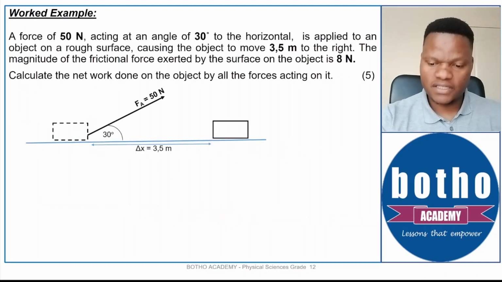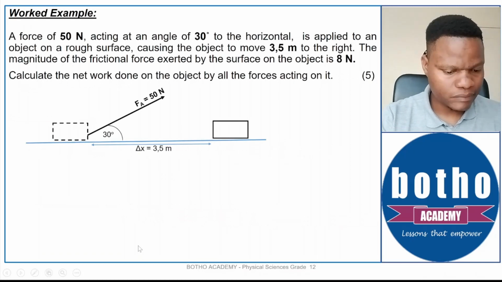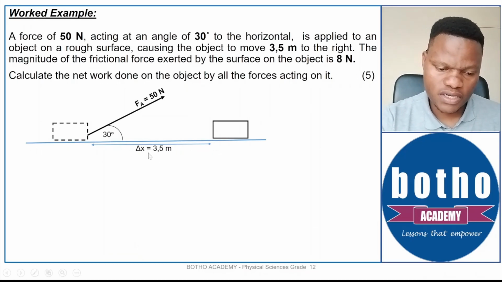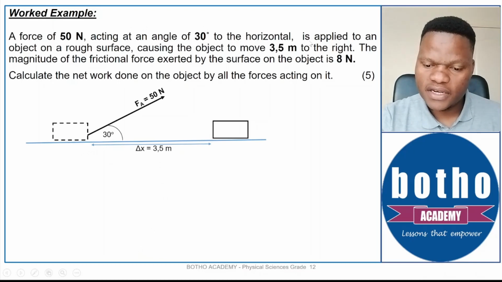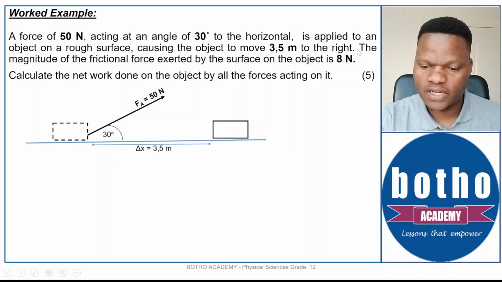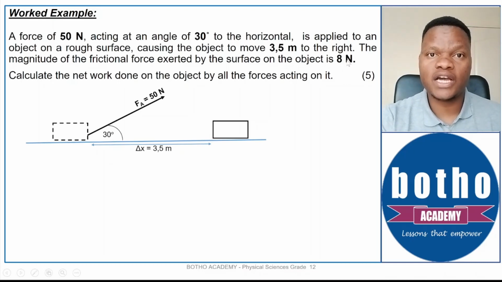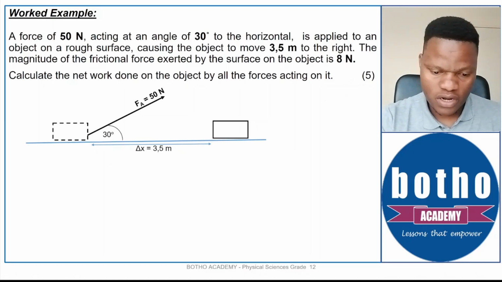Here is the last worked example before we wrap up today's lesson. Here we have a force of 50 Newton acting at an angle of 30 degrees to the horizontal, applied to an object on a rough surface, causing the object to move 3.5 meters to the right. The magnitude of the frictional force exerted by the surface on the object is 8 newtons. So in this case, you have the applied force and you also have the frictional force. There are two forces acting on this particular object.